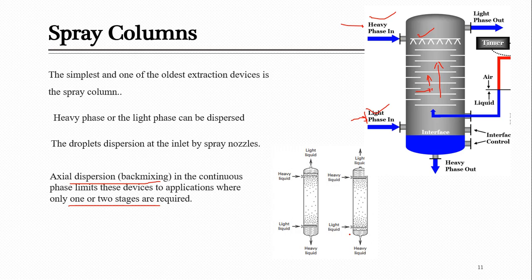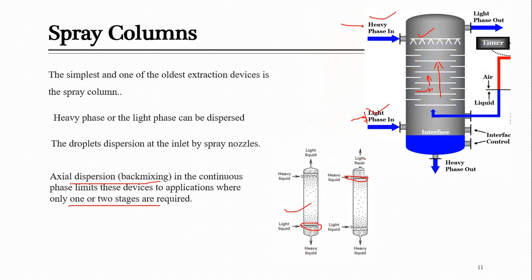This is a figure from your book, in which you can see two different columns, one with heavy feed as well as one with light feed. What is the difference between these two figures? You can see here this is a dispersion nozzle, or a spray nozzle. This is again a dispersion nozzle. In this case you are dispersing the light liquid, or light phase, and the heavy phase will be continuous. But in this case we are dispersing the heavy phase and the light phase will be continuous.